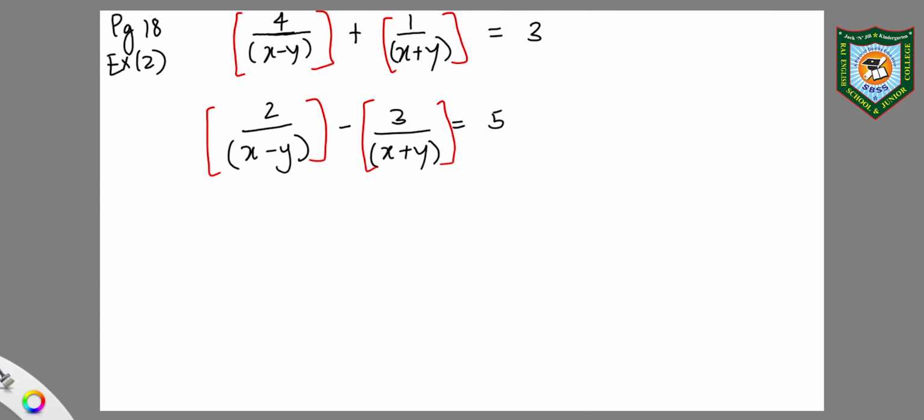Now, just as we solved in the previous questions, we have to replace, instead of 1 by x, here I have 1 divided by x minus y. So I'm going to replace 1 upon x minus y as m, and I'll replace 1 divided by x plus y as n. This will give me a linear equation in two variables for each of the equations. So let's try to replace them.